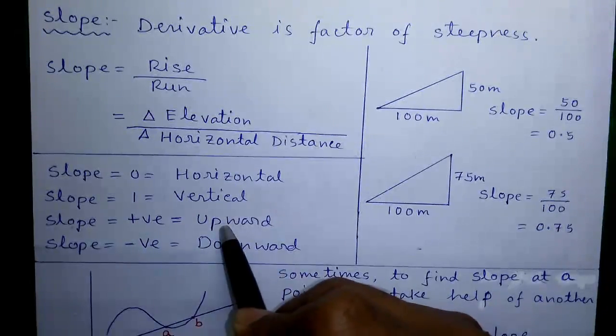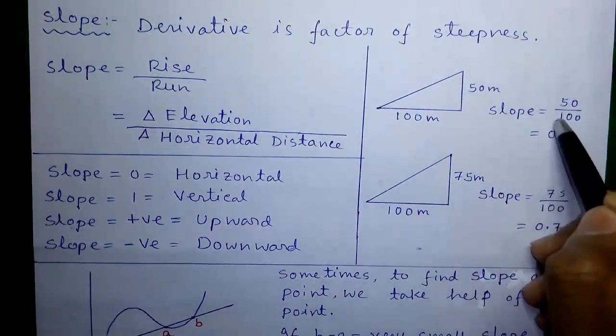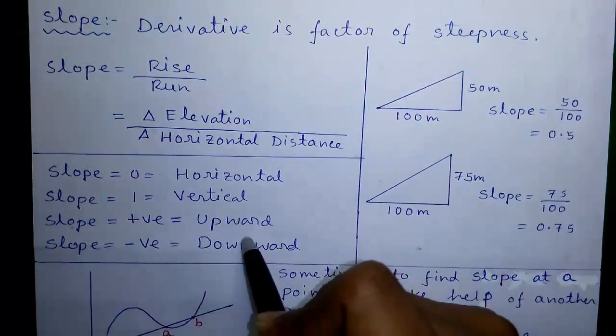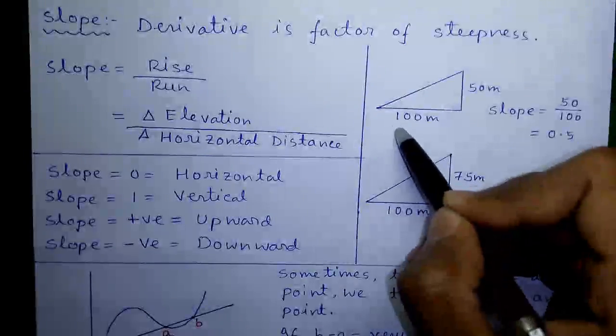And next, when slope is positive, you are going upward. Again here slope is positive, so the hill is upward. And when slope is negative, you are going downward. That is, you are falling.